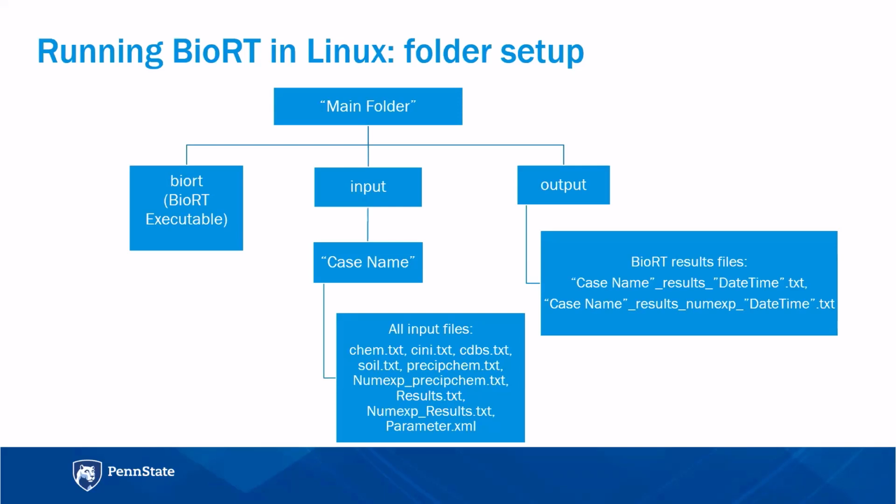Within that case folder, you'll have all of your input files for running BioRT. These include the chem file, the CI/NI file, CDBS file, soil file, precip chem file, and numerical experiment precip chem file. You'll also need the results and the parameter files from the associated HBV light simulation, including the results file, the numerical experiment results file, and the parameter file. You don't need anything in the output folder, but this is where the results files will save once you run the model.